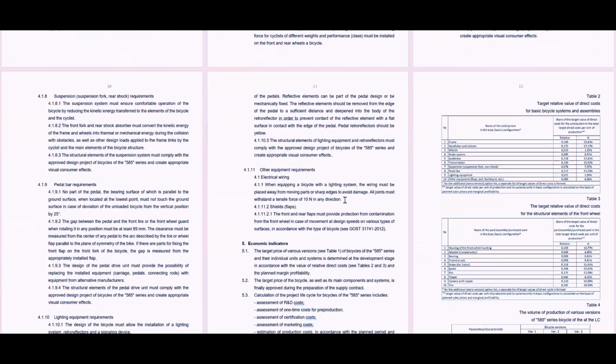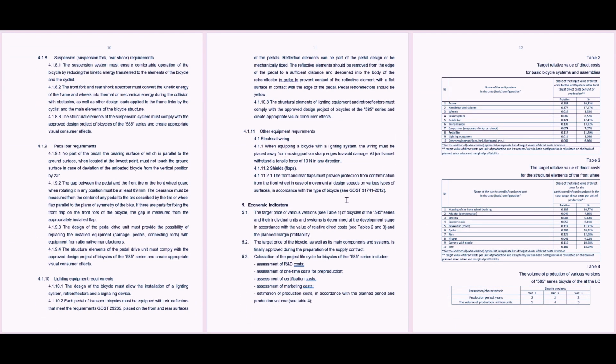The next, data from the section economic indicators, including relative or absolute target values of direct cost for a product, in this case a bicycle and its main units and systems, a list of estimated cost components of the bicycle product life cycle, and the data from the section stages of development, including a list of planned stages of R&D.